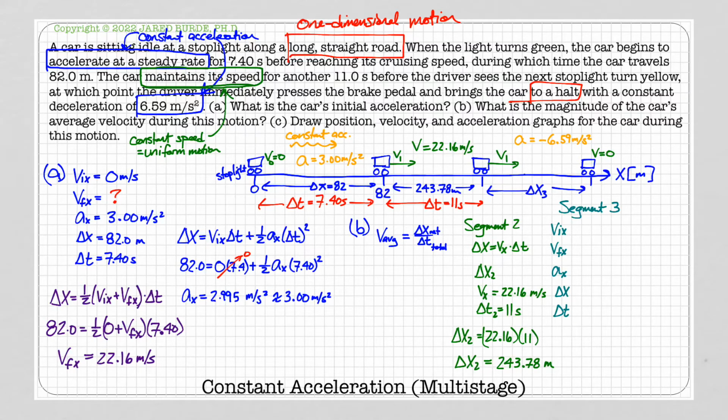For this third segment, we're told that the car is brought to a halt at the end of the segment. We said that the velocity here would be 0. That's our final velocity. We're also told the acceleration in this case. We're told that we're slowing down. That's something to do with the car and the car's ability to stop. In this case, we're slowing down, so that needs to be a negative 6.59 meters per second squared.